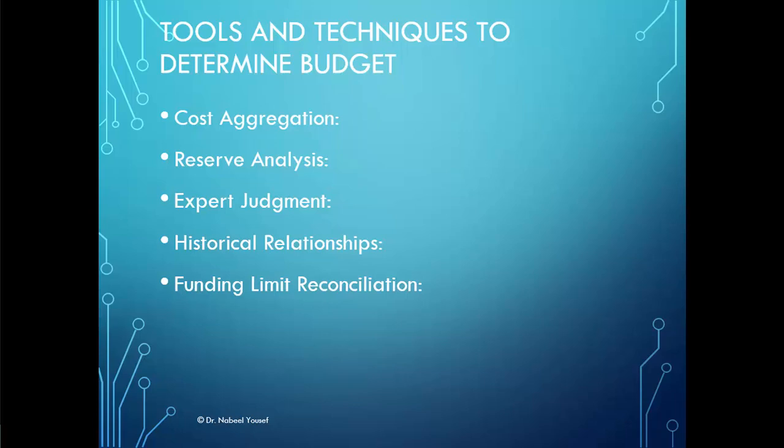Also, we have expert judgment, where judgments are provided based upon expertise in an application area, knowledge area, discipline, or industry. We can also use historical relationships, which can be used to develop a mathematical model to predict total project costs. In addition, we can use funding limit reconciliation, and the expenditure of funds should be within the limits of funds for that project.